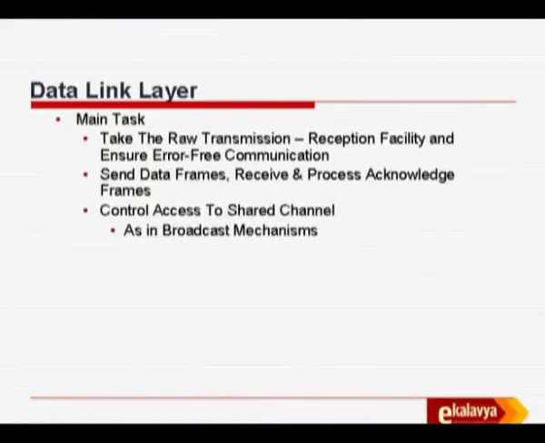The data link layer actually takes charge of the raw transmission. So it has transmission and reception facility. It can transmit bits, it can receive bits. And it can ensure error-free communication between nodes. So it will send data frames, and receive and process acknowledgement frames.